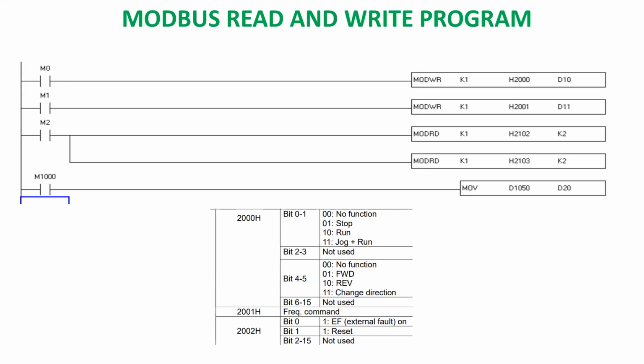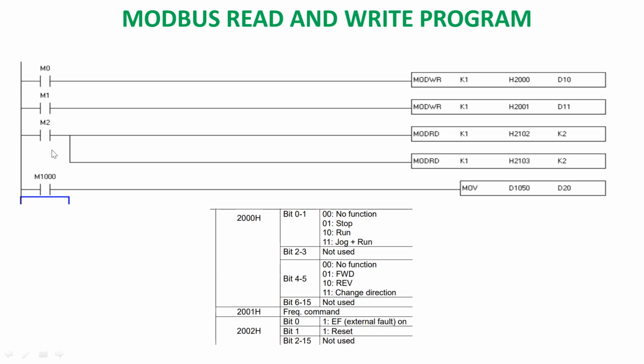If you have one more drive, K2. That K1 also, you should enter the value in the drive itself. That represents the first one. H2000: what will H2000 represent? If you open the manual of the drive, this is the H2000 value. If you give the value 10 in H2000, then your drive is going to run. If you give 01, then the drive is going to stop.